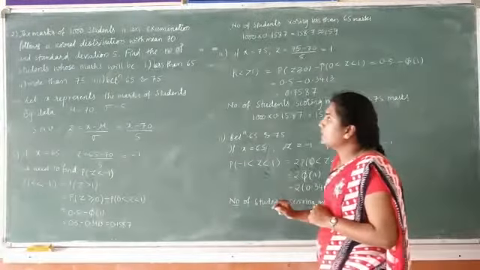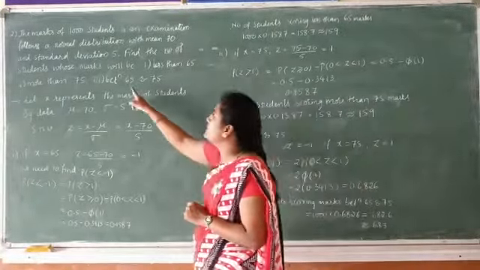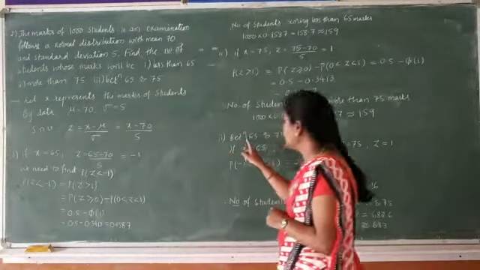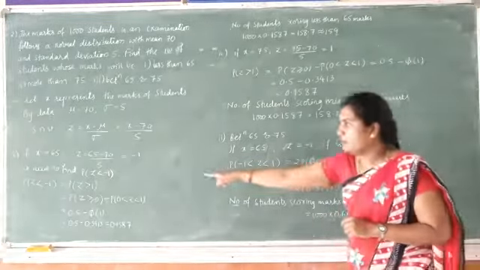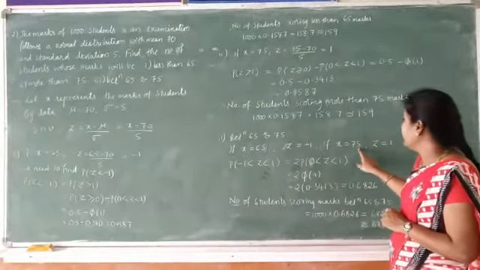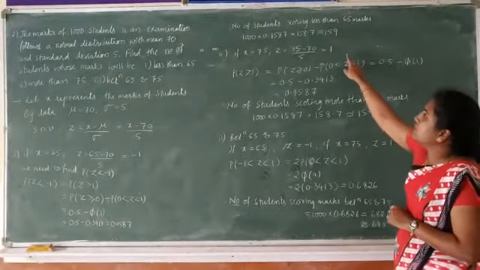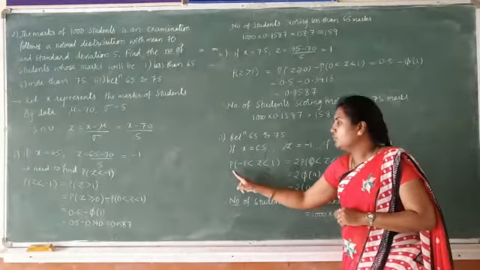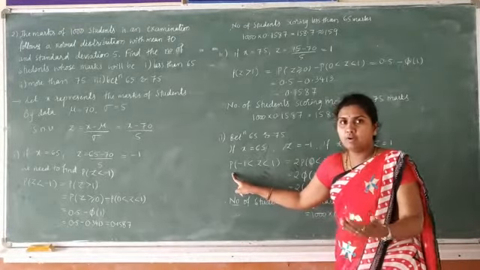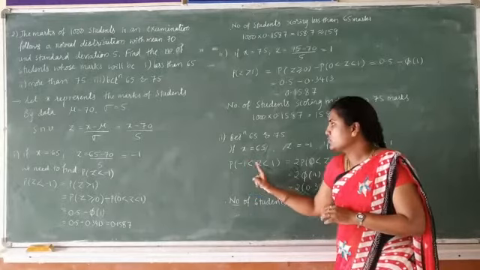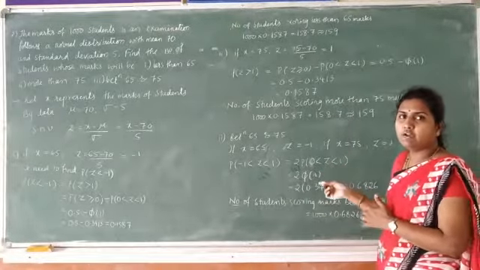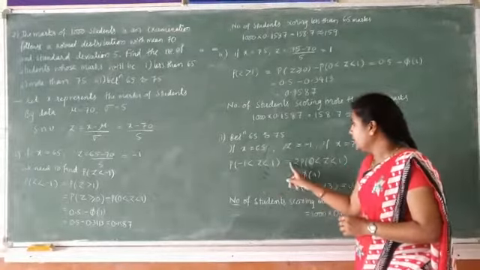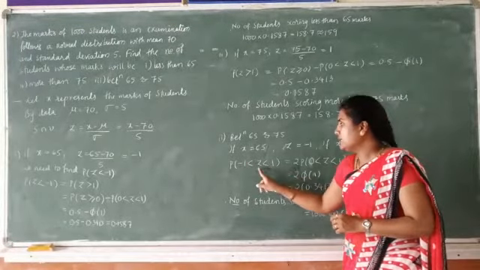Next, they are asking how many students scored between 65 and 75. That means if x equals 65, z equals minus 1, as we have seen. If x equals 75, z equals 1, as we have seen. First, we need the probability of a student scoring between 65 and 75. Afterwards we find the number. That is P of minus 1 less than z less than 1.